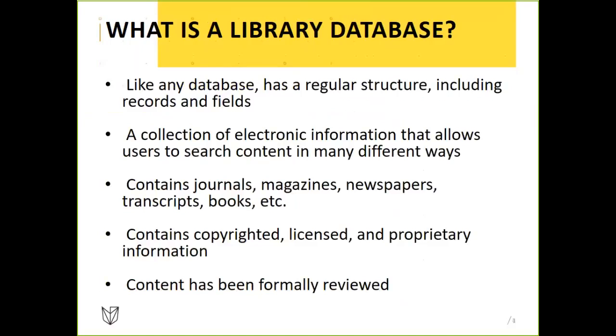Like any database, think about the database at your bank: there are multiple records in that database. A record would contain your name, your account balance, the interest rate, whatever you have on your account. And each of those different features would be fields. A library database has the same kind of thing, except that instead of your bank account information, the records are books, magazine articles or journal articles. And the searchable fields are the text of the document, the text of the article, the text of the book, the title, the author's name. These are all searchable fields.